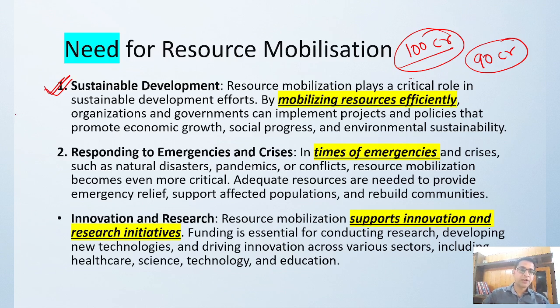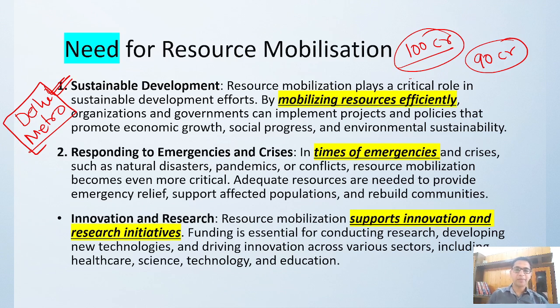In this case, I want to give the example of Delhi Metro. Delhi Metro has been made under the budget. No overshoot of the budget has happened. So this is called highly efficient use of resources. Correct?